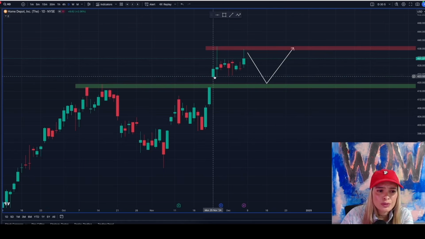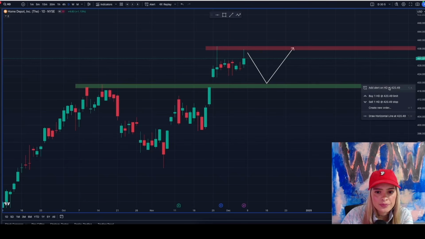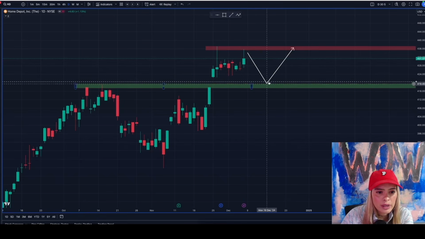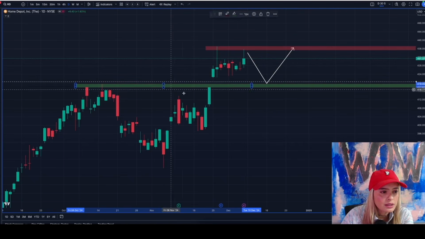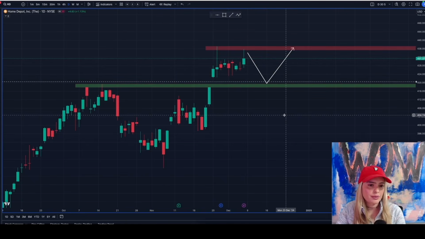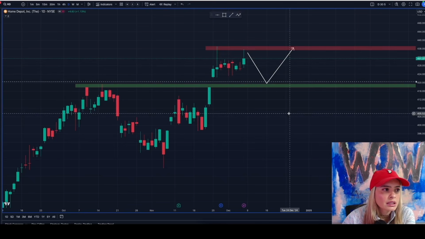So I do think it's very possible to see a pullback here, and that will be perfect for us to play the upside continuation. I'm gonna put an alert here, and wait and see how it's gonna react to this level. I do like this chart a lot. So yeah, that will be my watch list.